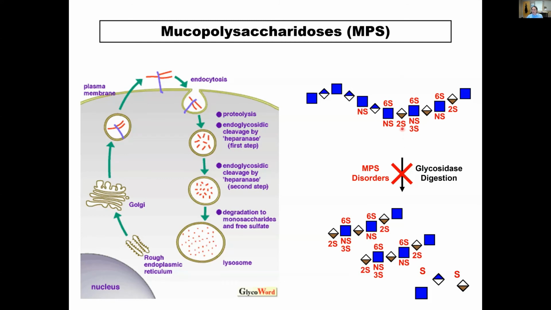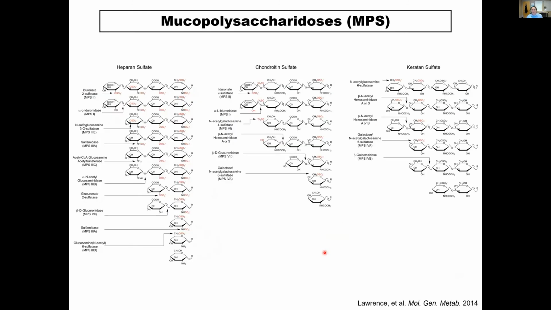So for instance, if you are missing the enzyme that removes this 2O-sulfate group, in effect what you'll get in the lysosome is a large buildup of heparan sulfate chains where the non-reducing end will mostly have this sugar with the 2O-sulfate group, because you're missing the enzyme that removes it. And this might be a more visual way of showing you how this is stepwise broken down, one sulfate group, one sugar at a time.